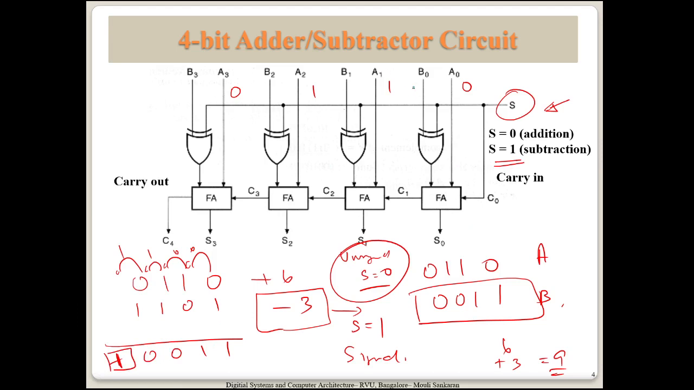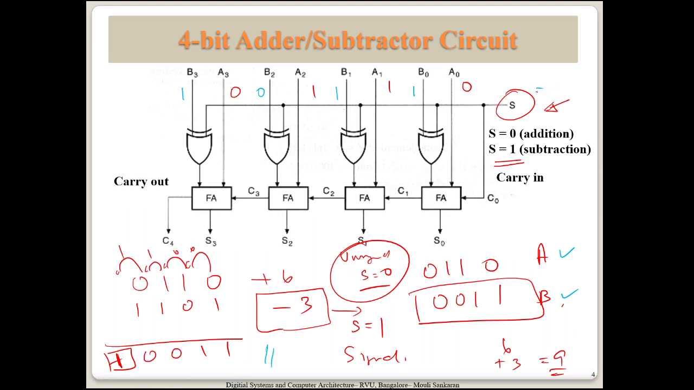So this is 1 0 0 1 1. B is 0 0 1 1 and A is 0 1 1 0. So 6 plus 3. If it is A, I am assuming it to be feeding a positive number here. I am just trying to show you this result, how it will be shown in this circuit. Okay. So now what will happen?